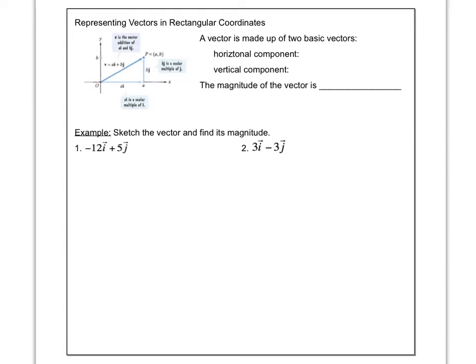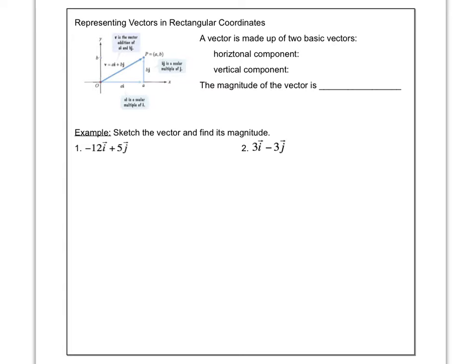A couple more things about vectors: if I give you a vector in what's called component form, you should be able to find its magnitude, and we're going to work towards also finding its direction in another lesson. So this is just about trying to understand what's going on here.